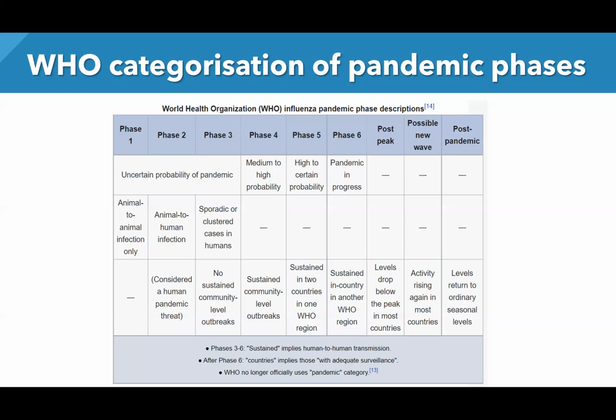After phase 6, the post-peak occurs, so this is when levels start to drop again as more people gain immunity, or the spread is mitigated through methods such as vaccination.